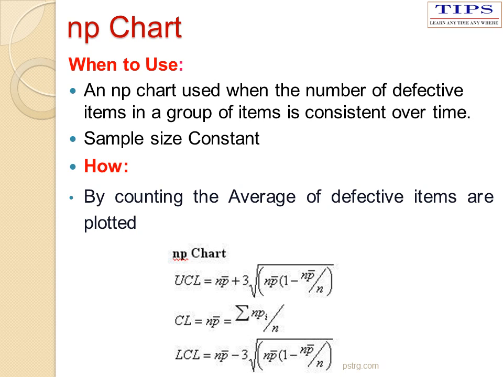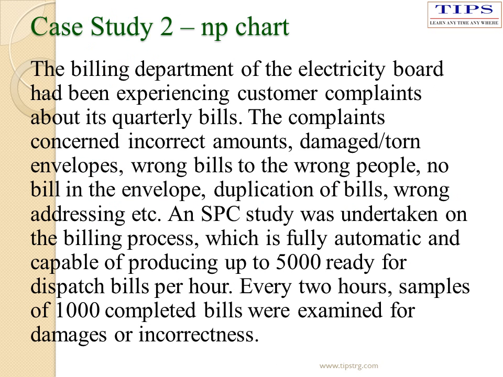Now we will discuss the NP chart. When to use? An NP chart is used when the number of defective items in a group of items is consistent over time. Here sample size is constant. How do we do the calculations? By counting, the number of defective items is plotted on the control chart. These are the formulas for calculation of upper control limit and lower control limit of the NP chart.